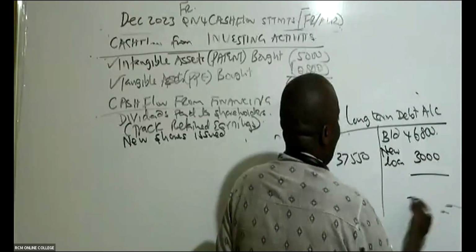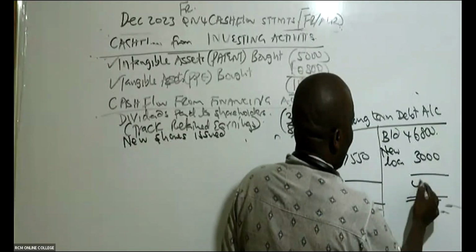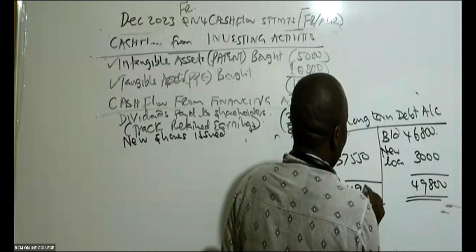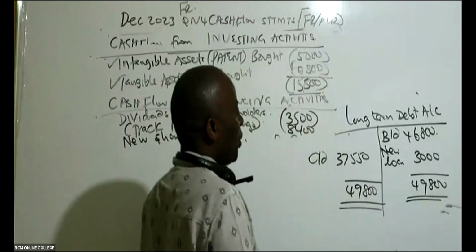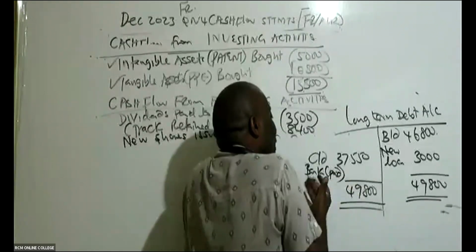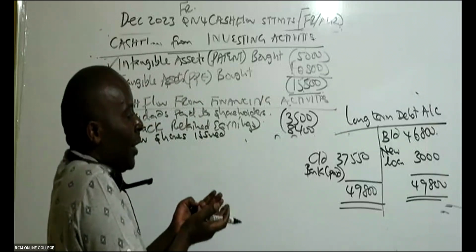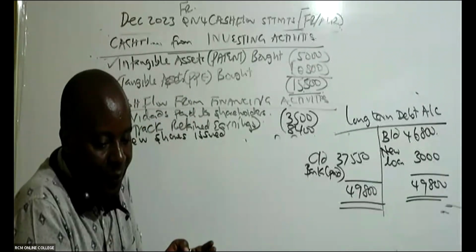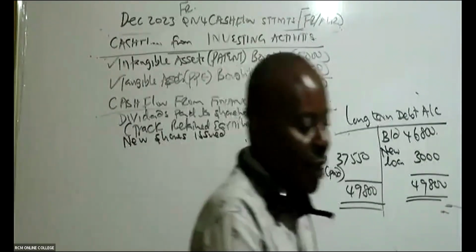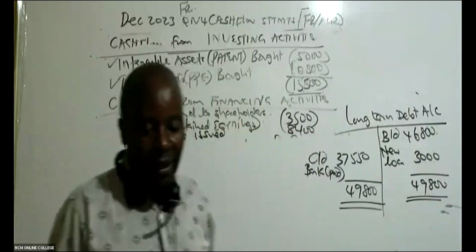So it means that now the balancing figure will be what we paid. So this is 49,800. So in this case, bank with the paid. Because we are told that we paid, but they're not telling us how much we paid. So is there somebody who can tell me, ladies and gentlemen, this long-term debt, how much did we pay? Somebody talk to me.